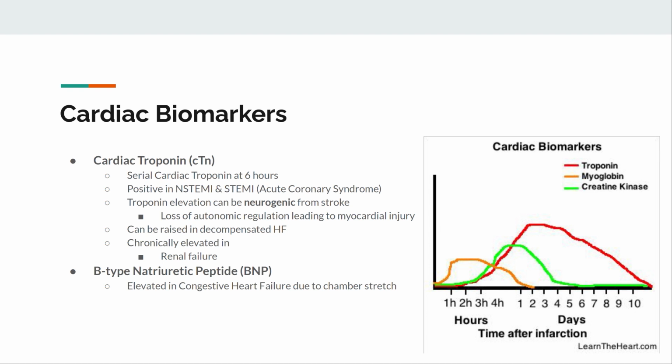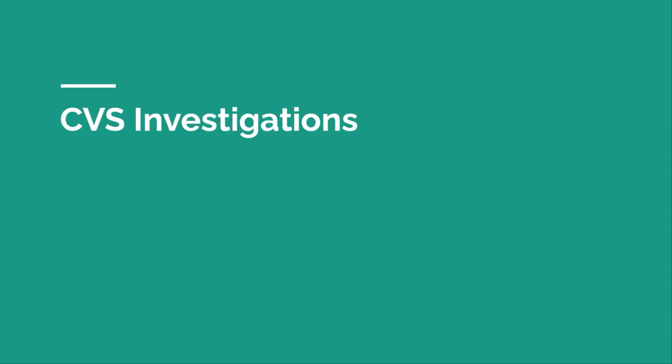The B type, previously called brain type, natriuretic peptide, will be elevated in congestive heart failure, and it's highly sensitive for congestive heart failure. And it's because in heart failure you have stretch of the atria because there's the backup of blood from the failing ventricles, and so that's something you can test for to detect heart failure.